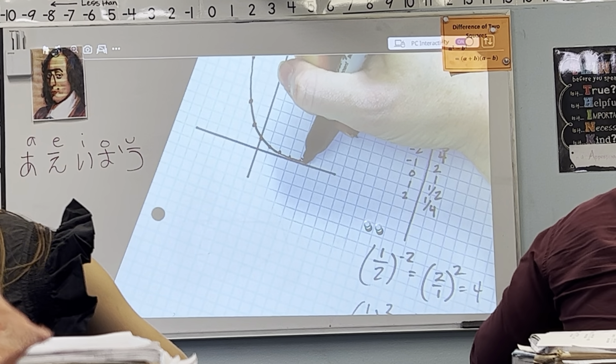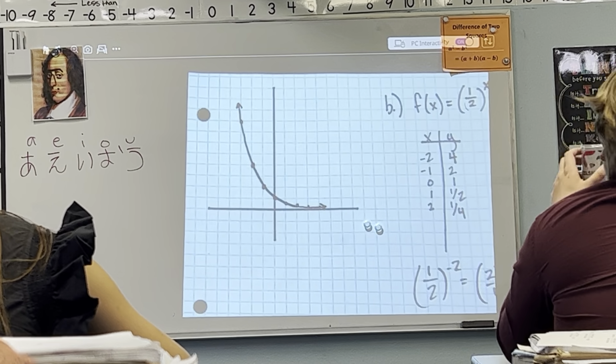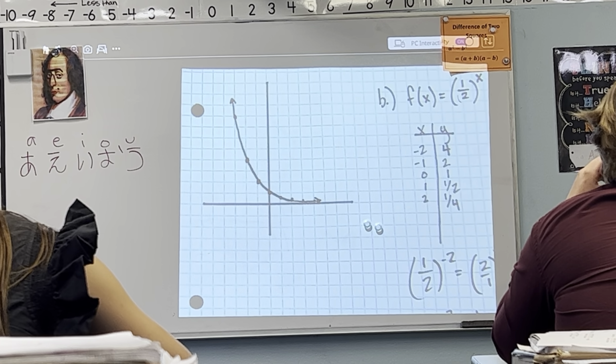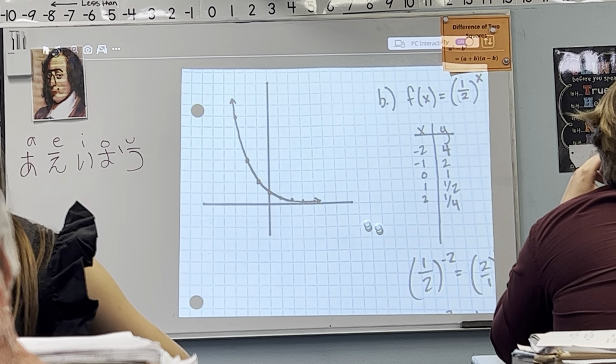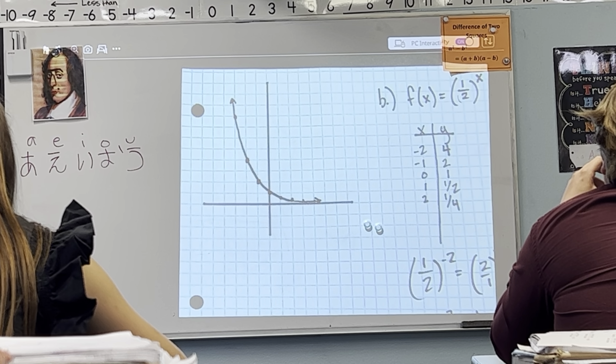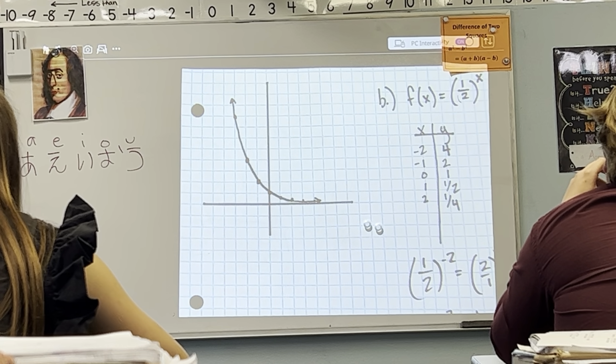So then, just the best you can, connect all those dots. But don't touch the x-axis. Don't go through the x-axis.